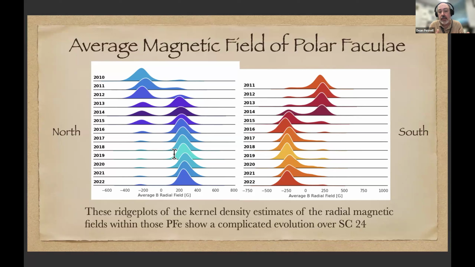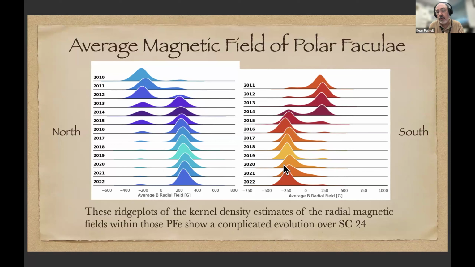So here's the radially outward polar field. And you can see that in 2010 we have the oppositely signed fields. And then as solar cycle 24 progresses, the negative decreases and the positive increases, and reaches a rough constant, as can be seen at a little over 200 Gauss here. And the south has the opposite behavior.